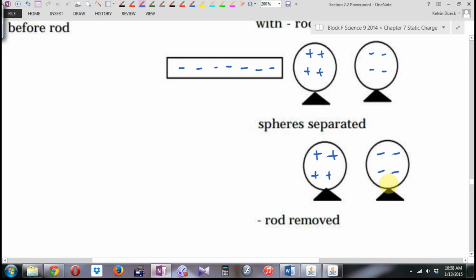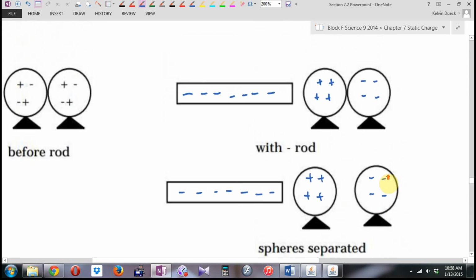Did I touch the spheres? No. But was I able to charge them? Yep, that's charging by induction. And this one's permanent.